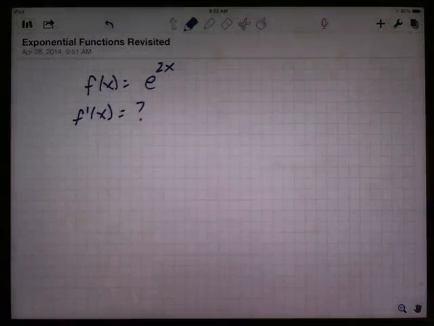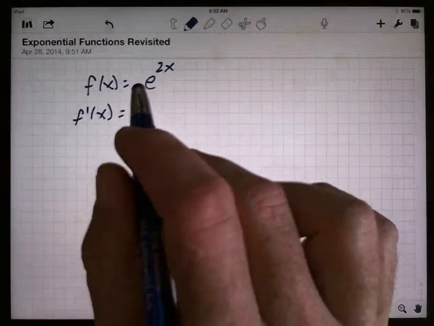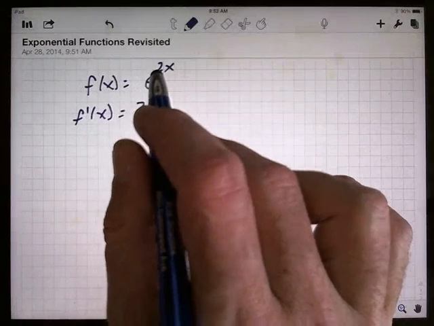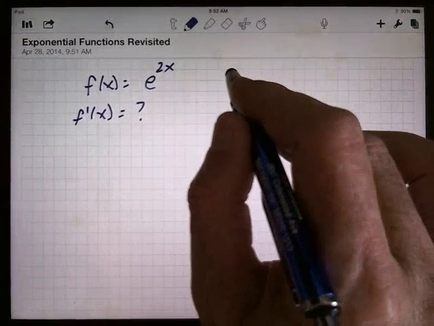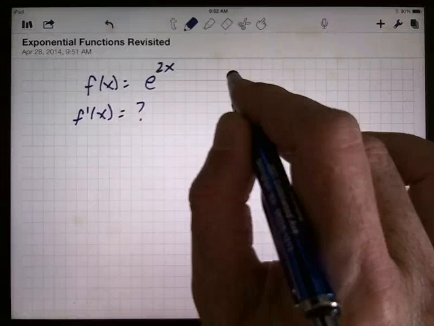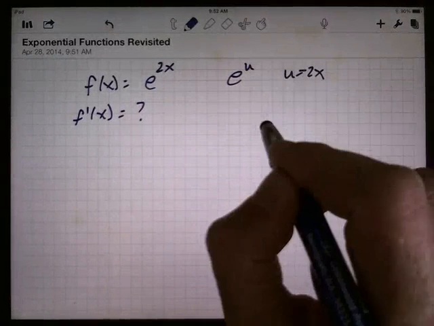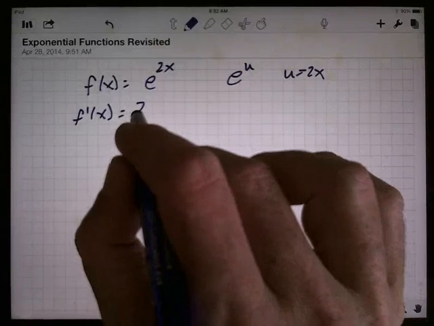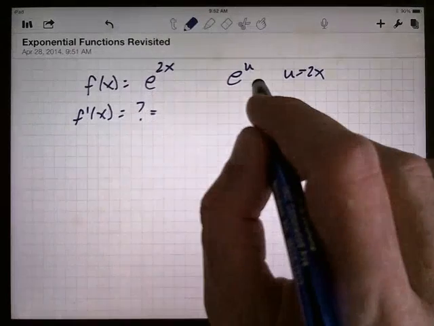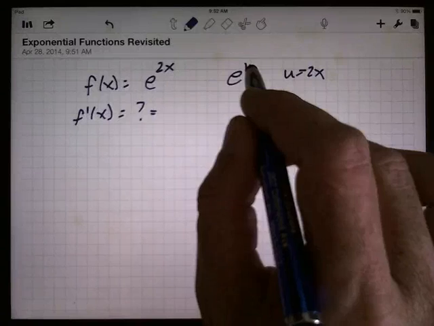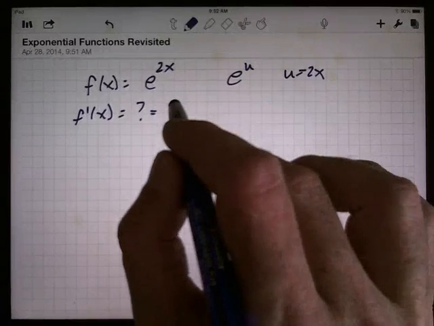Well, I know how to take the derivative of e to the x, but this isn't e to the x, this is e to the something else. So sometimes I think of it like this. This is e to the u, where u is equal to 2x. So how do I take the derivative? Well, I've got to take the derivative of e to the u with respect to u first of all.